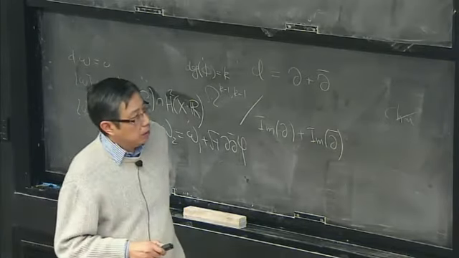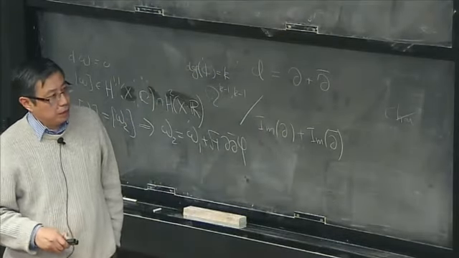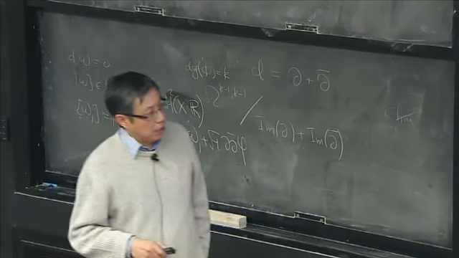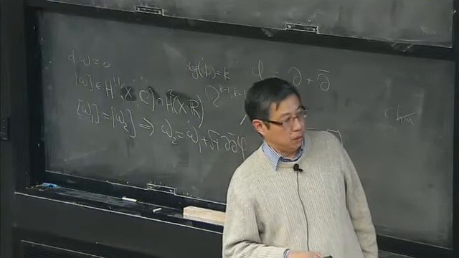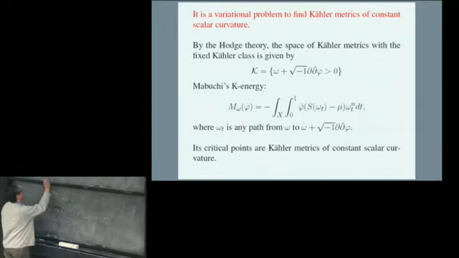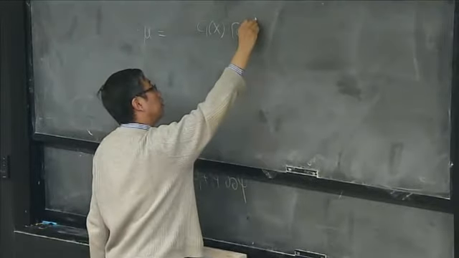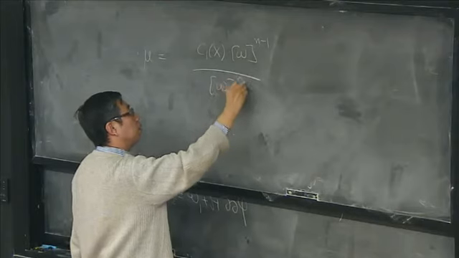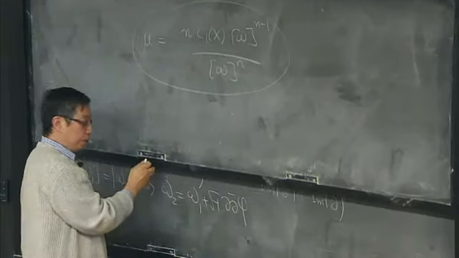In the 80s, Mabuchi introduced this K energy. This is the original definition of the K energy, in quite a simple form, where S here is the scalar curvature. If you compute the first variation of this functional, then you immediately see the scalar curvature has to be constant, and mu is a constant, which again is determined by topological data. Mu is a constant determined by the first Chern class of X and the Kähler class. So it's a topological number, nothing to do with the metric.